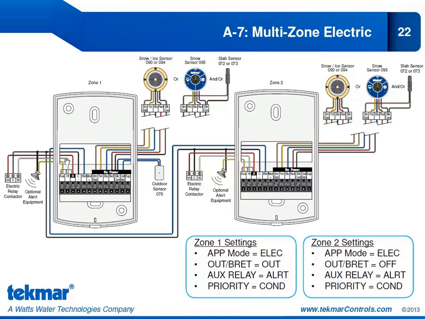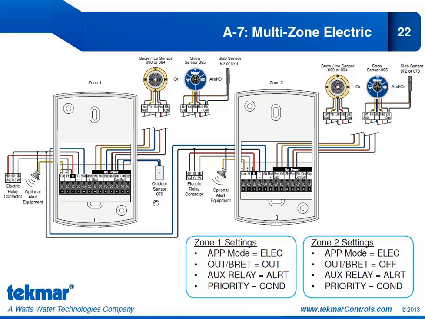Our heat relay is connected to the W on the electric relay contactor. So this heat relay will close to allow for melting depending on the sensor water detection, of course, and our settings that we'll get into in a minute. Since this is not a hydronic system, we can use our auxiliary relay to operate some third-party alert equipment. So here we have our auxiliary relay, which is of course tied to the R, and we have a connection from there to the alert equipment and then back to the C to complete the circuit.